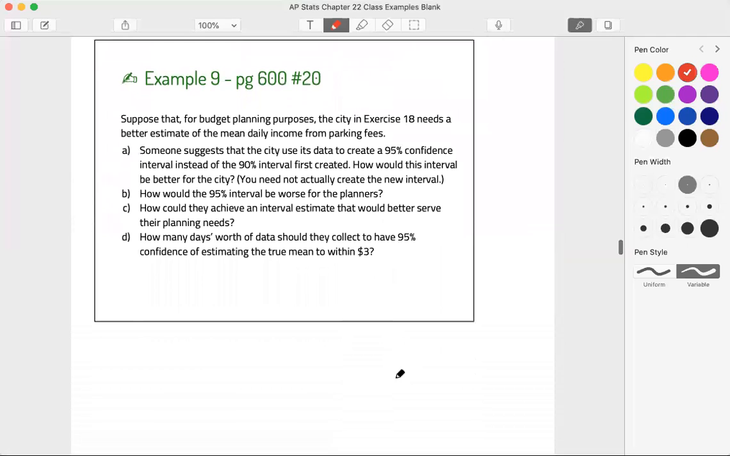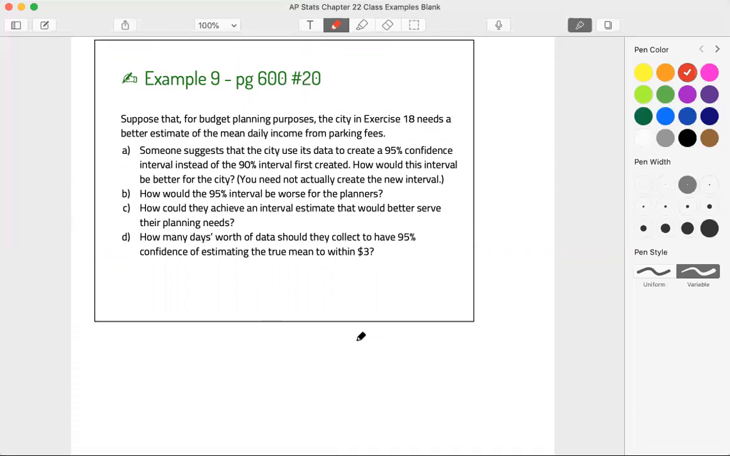Example number 9. Suppose, for budget planning purposes, the city in exercise 18 needs a better estimate of the daily income for parking fees. So, A, someone suggests the city use a 95% confidence interval instead of a 90% confidence interval. How would this be better for the city? We don't actually have to calculate it.